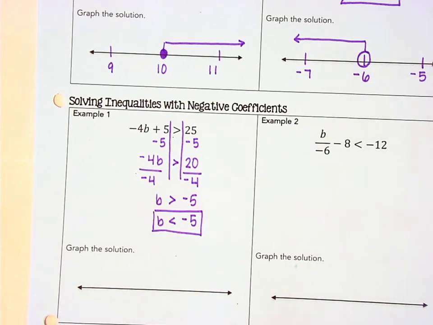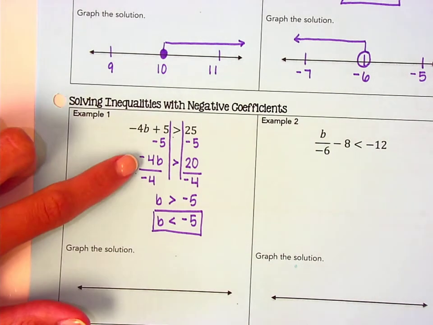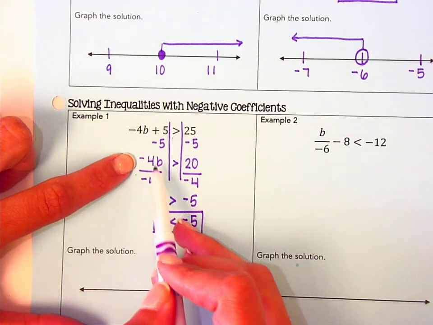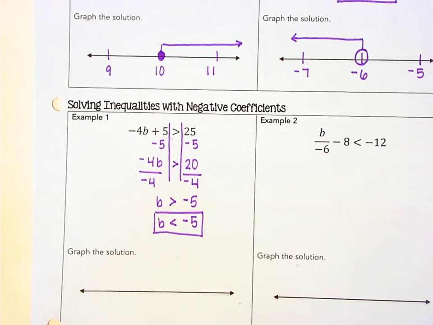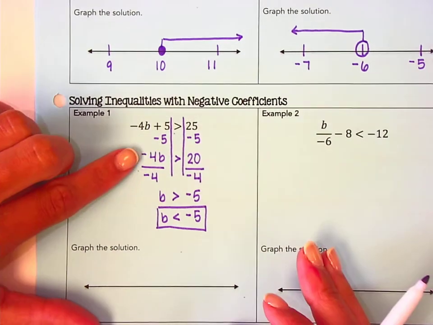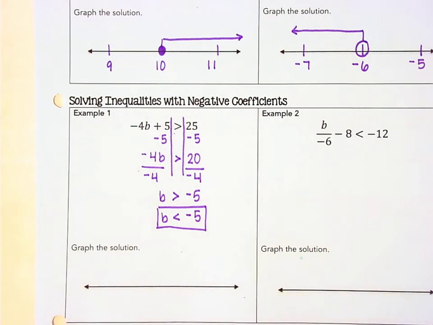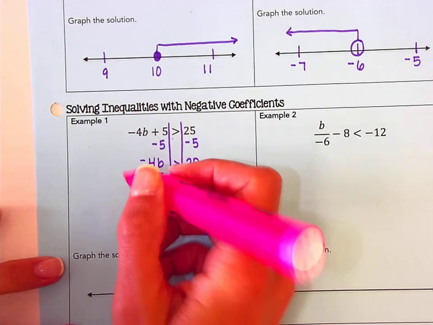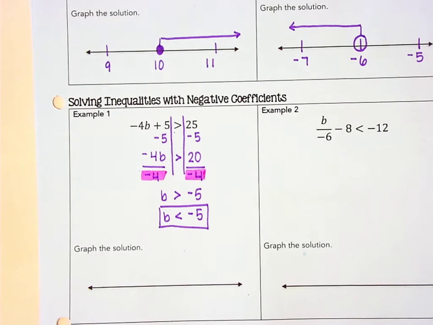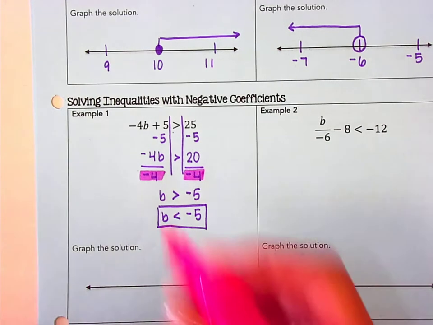The reason that we need to change our sign here is because when we think about negative values, so negative 4b, we're really calling this the opposite of 4b. And if we're looking at finding a positive b, we need to undo that. We need to make it positive by taking the opposite of everything. So anytime we multiply or divide both sides of an inequality by a negative number, like we did here, then we're going to need to flip this sign.